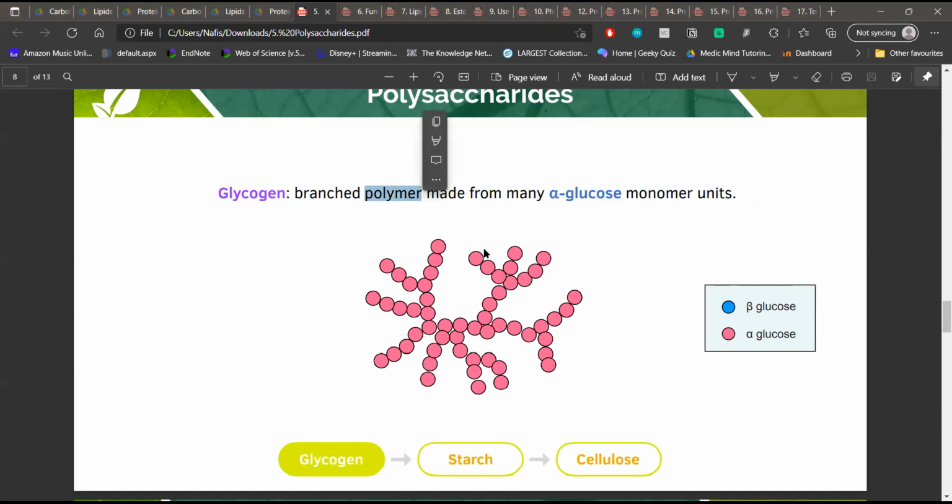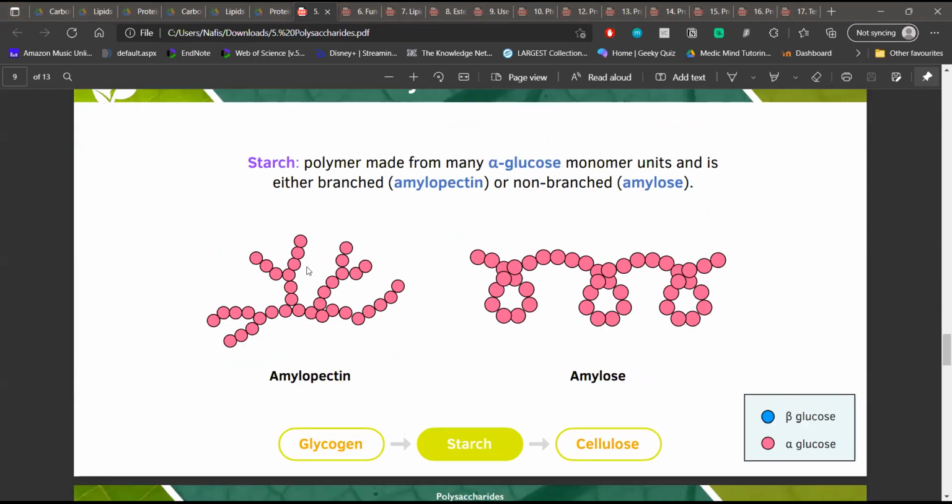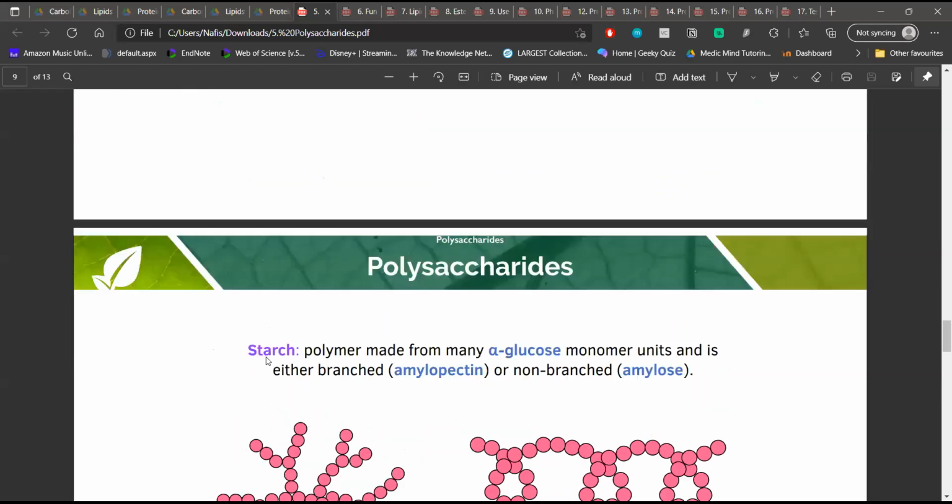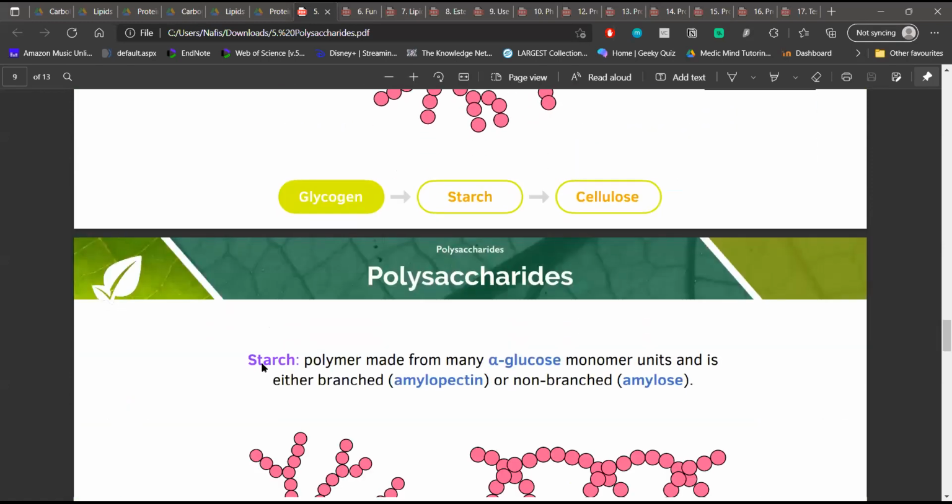only in humans. Whereas starch comes in two forms. It can be amylopectin, which is the branched molecule, or it can be amylose. Amylose is non-branched, but it's really tightly coiled. Now this allows it to be a really good long-term store of carbohydrates. Why do humans not have a form of amylose?